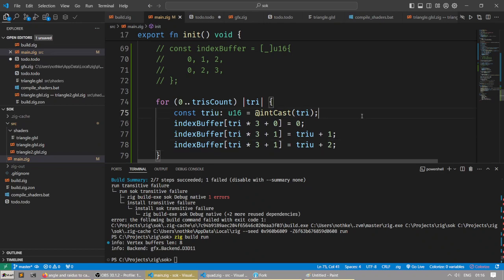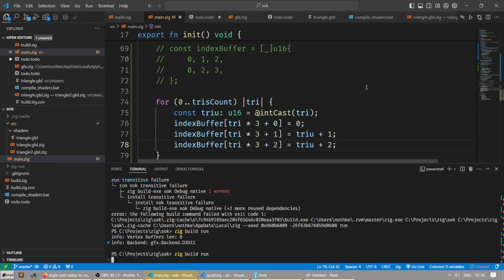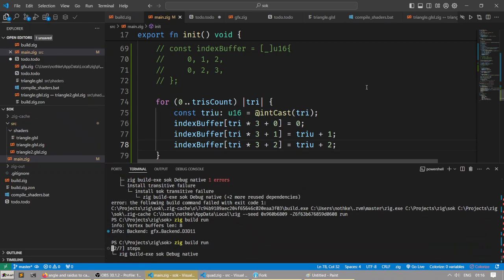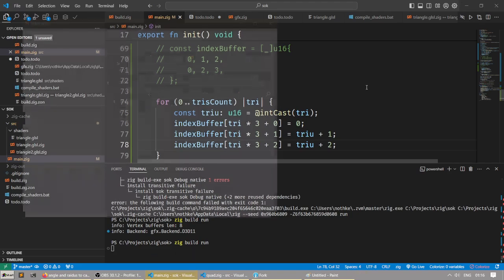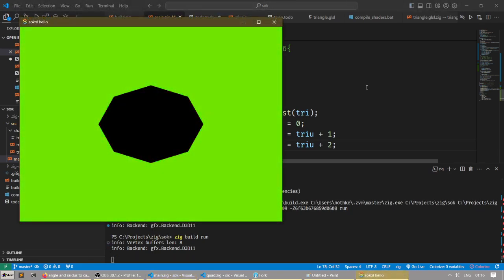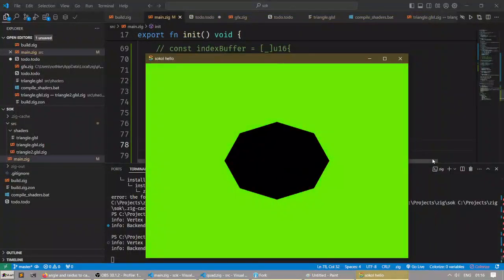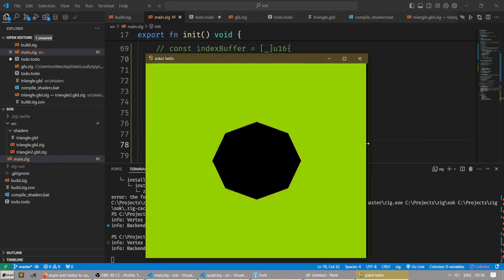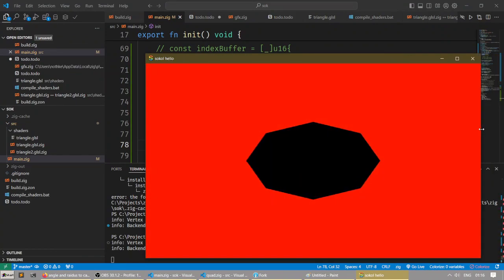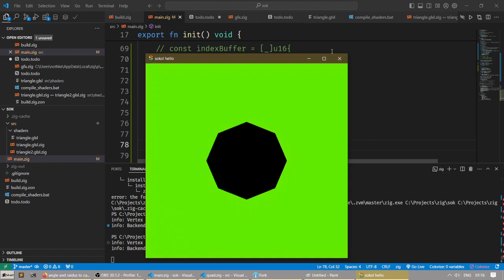Okay, so where did I go wrong? Ah, rookie mistake. Rookie mistake. Look at that. Look at that. Wow, it works, except it's not a circle. It's an oval because it depends on the size.